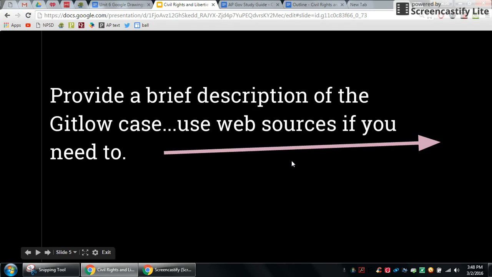Which web sources, you ask? Well, if you go to the Haiku page for Unit 6, underneath the unit documents and links, I have an entire block that has good sources for learning about Supreme Court cases. So feel free to go and check that out. Go to Haiku, go to the Unit 6 page. You'll see some links to some good web sources if you need them. Hopefully you don't need them because we've learned that before.